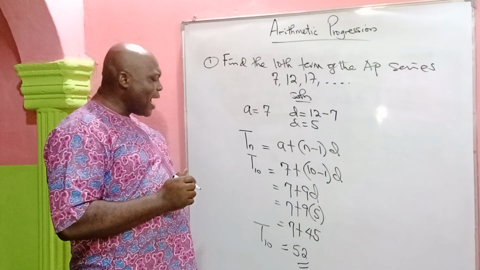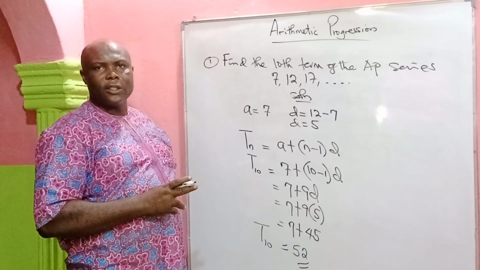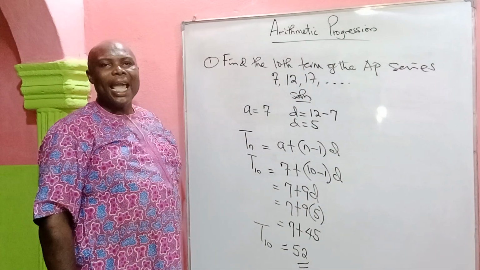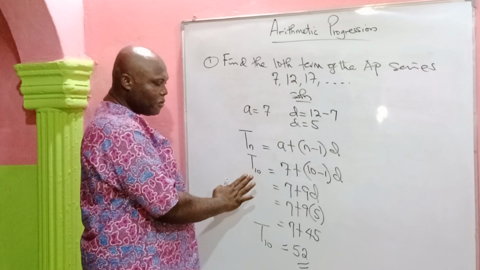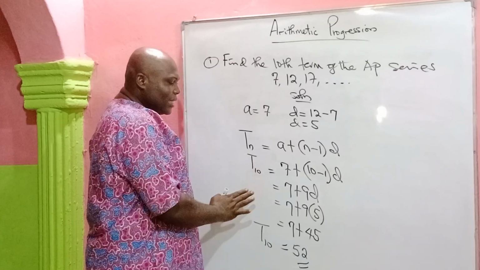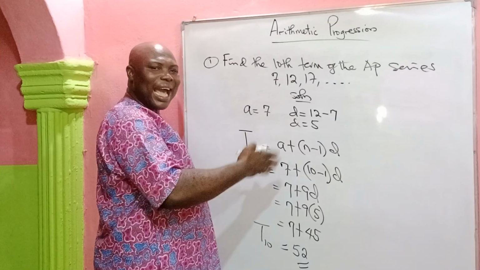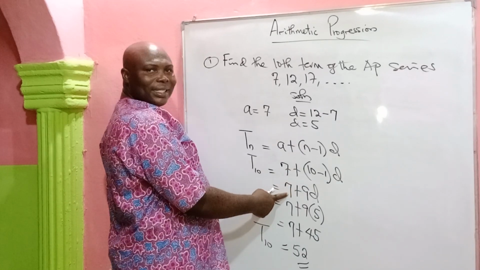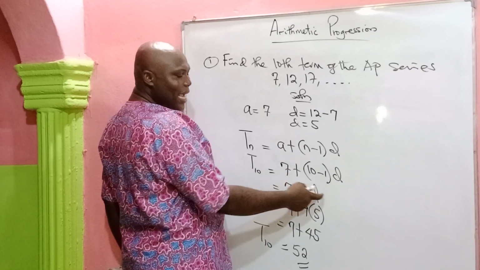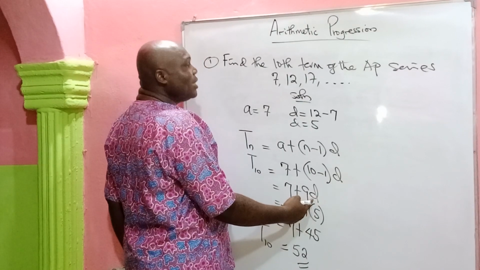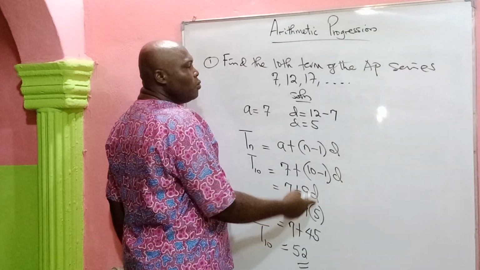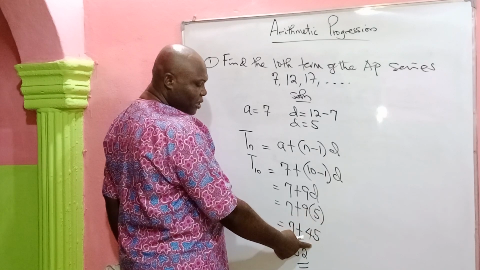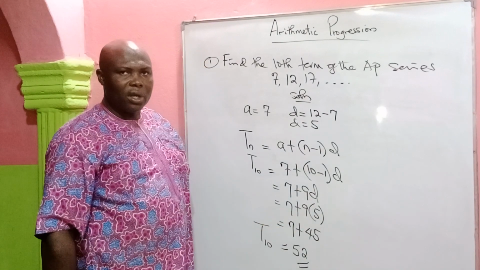We've been able to find the 10th term of this AP series without necessarily listing out all the terms. We've been asked to find the 10th term. The 10th term is a plus 9d. Now a is the first term, which is 7, plus 9d, and d is 5. We have computed that as the second term minus the first term, which gives us 5. So 9 times 5 is 45, and 45 plus 7 will give us 52.